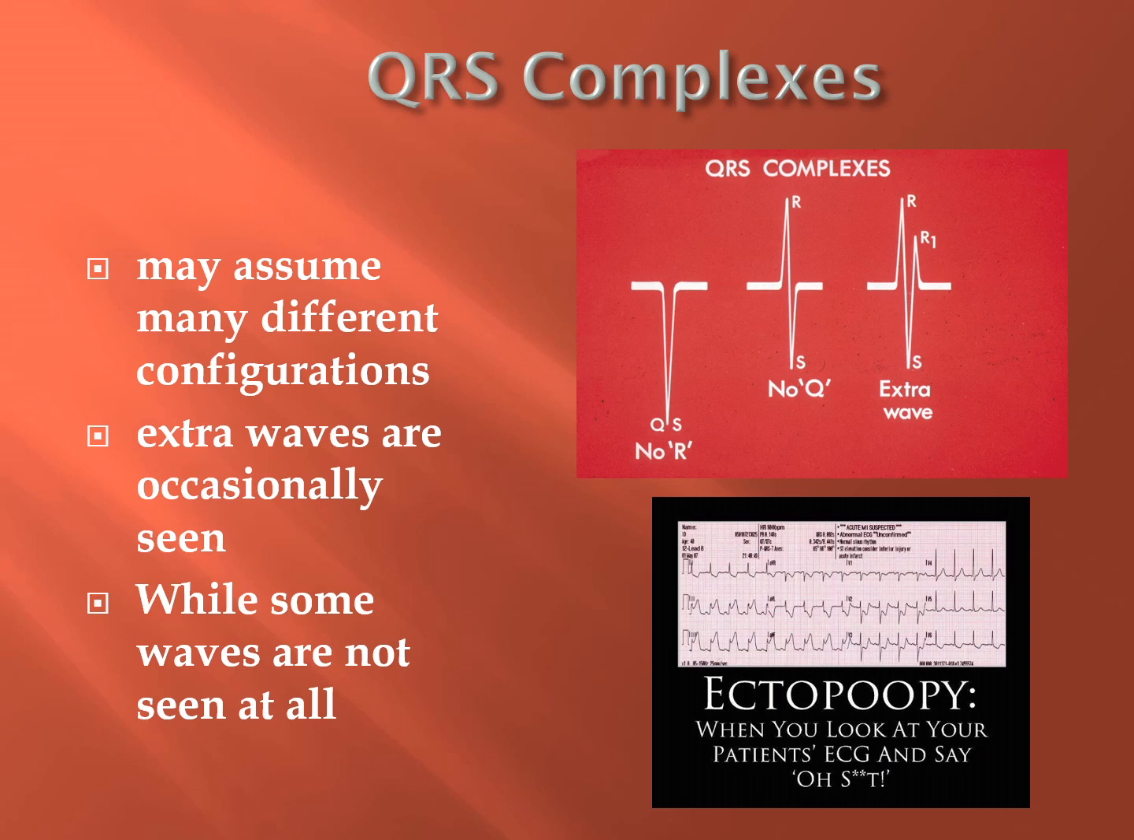So even if you don't see the Q, like in this QRS complex example, it is still called the QRS complex, even though the Q is missing. They are a group of three, so even if they break up, they are still referred to as the QRS complex.